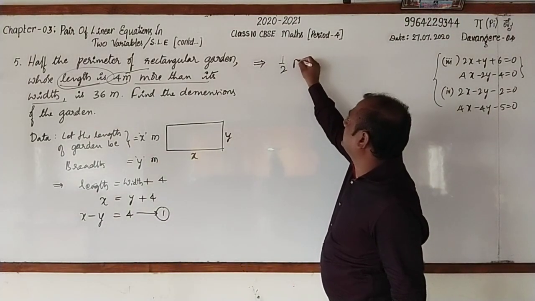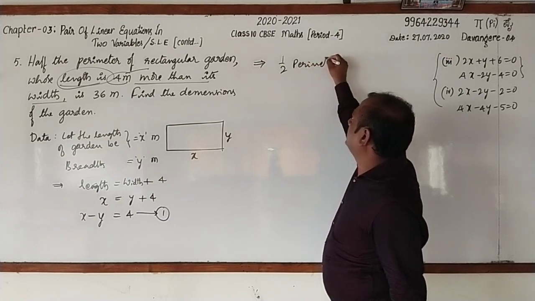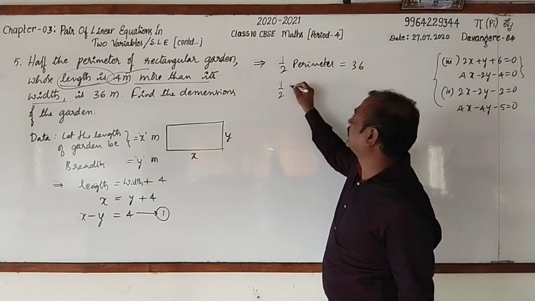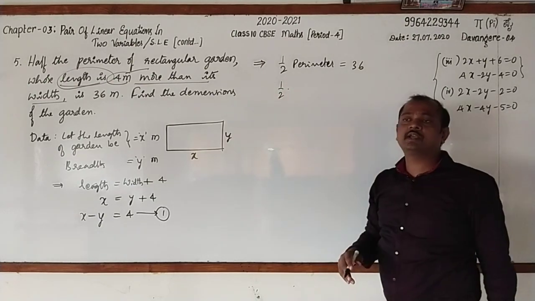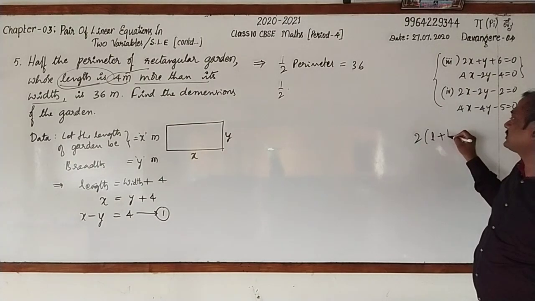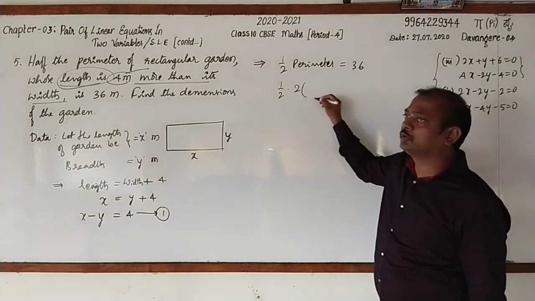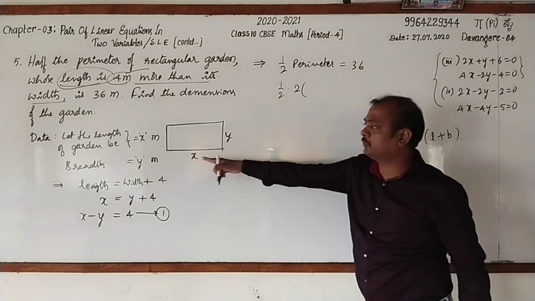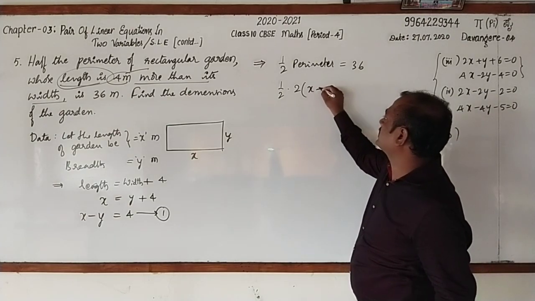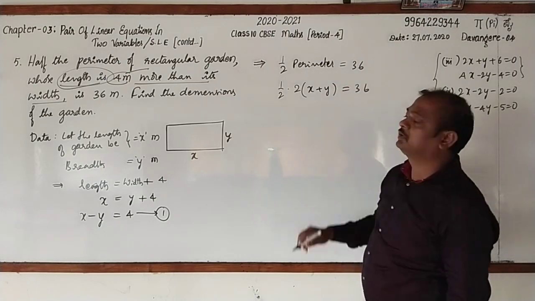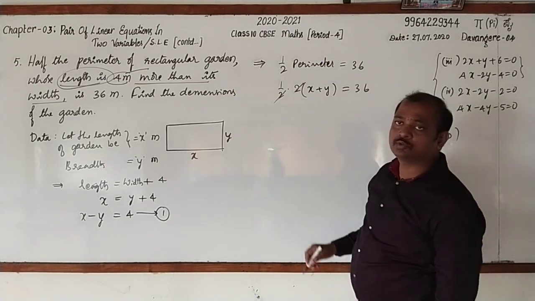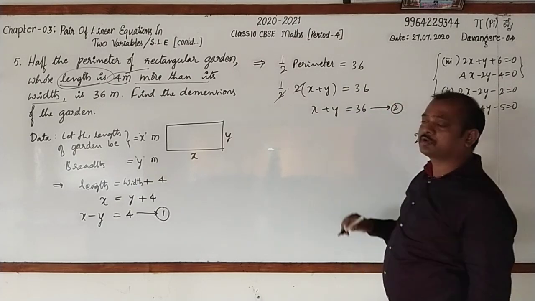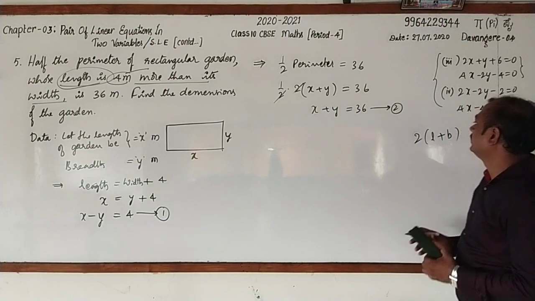Half of the perimeter is how much? 36. Half into what is the perimeter of a rectangle? It is 2 into length plus breadth. Here length is X, breadth is Y. So here I'll write X plus Y, equal to 36. Then the 2 gets cancelled. X plus Y is equal to 36. You may call it equation 2.